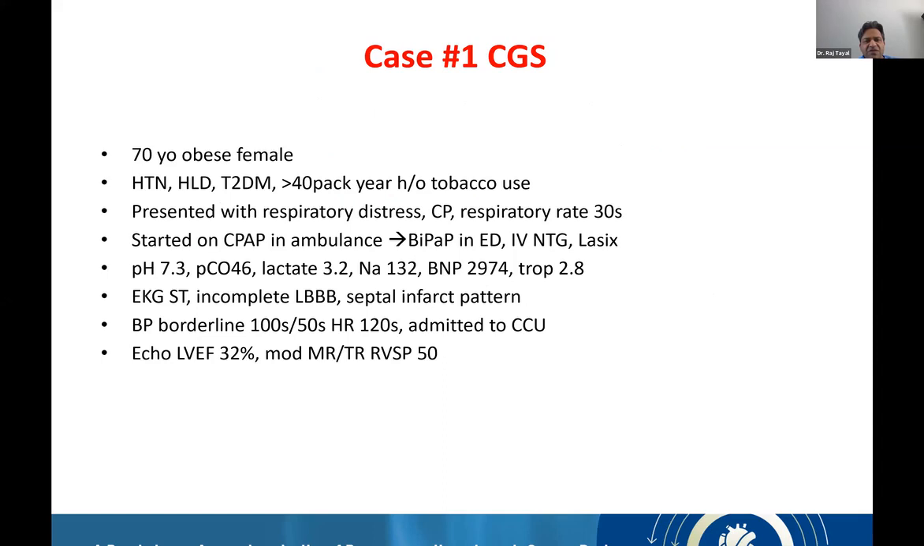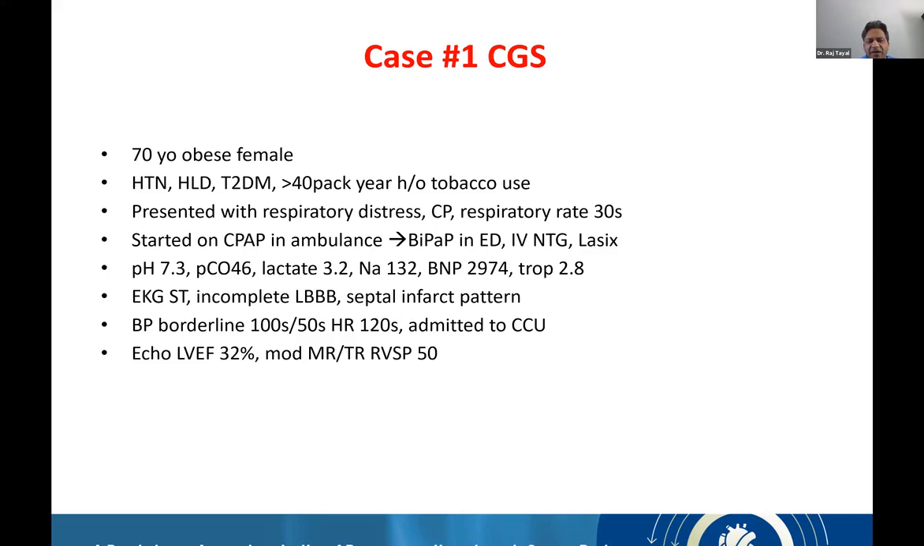The first of which is a 70-year-old female. She was hypertensive, diabetic, with a long tobacco history. She presented in respiratory distress with a respiratory rate in the 30s. She was started on CPAP and then escalated to BiPAP in the ED. You can see her pH was 7.3, her lactate was 3.2. Pro-BNP level was in the 3,000 range, with a mild elevation of troponins. Her EKG showed an incomplete left bundle branch block. Blood pressure was borderline in the hundreds. Her heart rate was also in the 100 to 120 range.